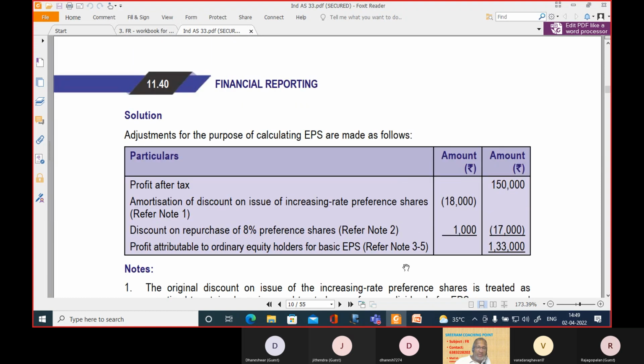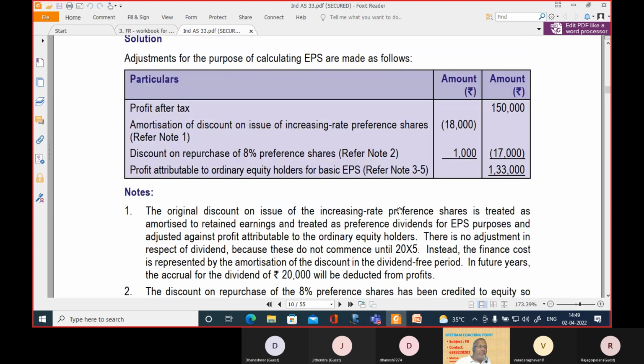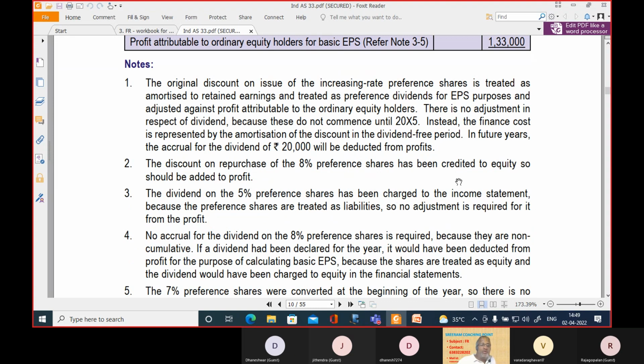Now let us just see. It is 1,33,000. They have given us the logic as to why it is like that. Now let us go through the notes they have given. Original discount on issue of increased rate of preference shares is treated as amortized to retained earnings and treated as preference dividend for EPS purposes and adjusted against profit to ordinary shares. There is no adjustment in respect of dividend because these do not commence until 2005. Instead, the finance cost is represented by amortization of the discount in the dividend-free period. In future years, the accrual of rupees 20,000 will be deducted from profits, but not now.